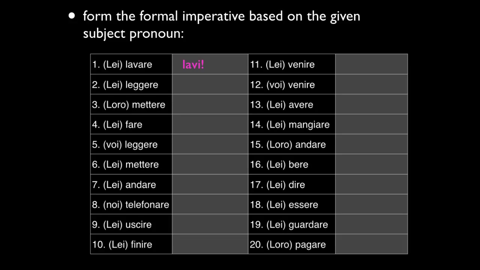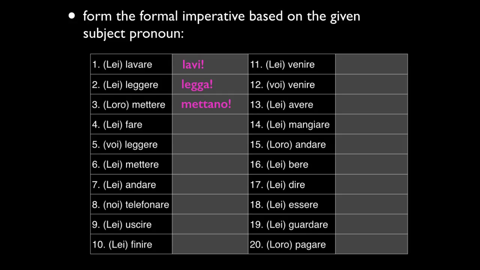Alright, number two, leggere. You want to say read something, mister. That's legga. Again, these are just regular forms. Three, mettere, that is mettano, that's the loro form, obviously. The lei form would just be without the no, it would be metta. And that's related to the one above it too, right? An ere verb that is regular.